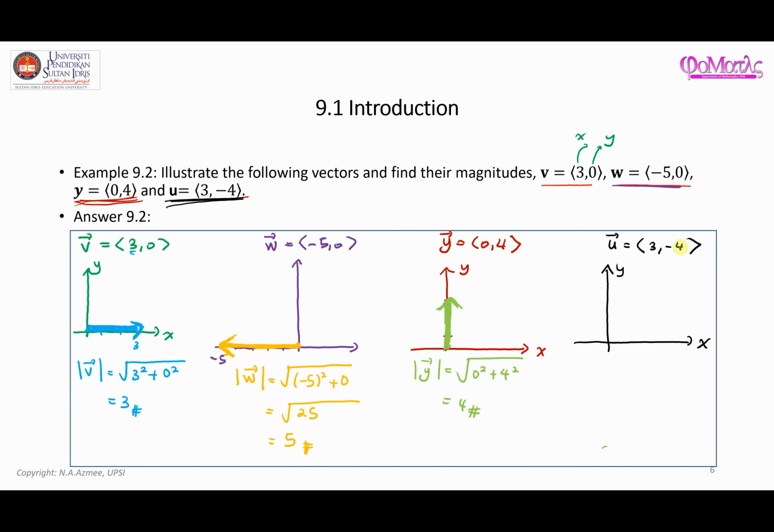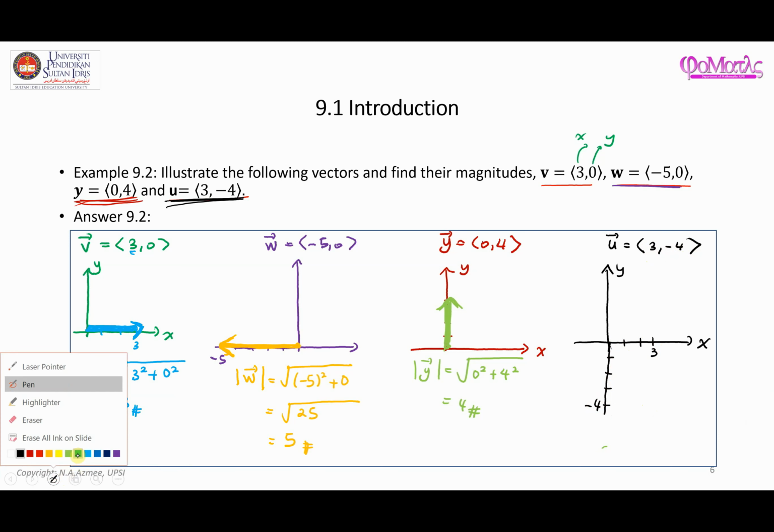And the component y is -4, so we've got to extend this. So 1, 2, 3, 4, so this is -4. Next 1, 2, 3, so the component x is positive. So the vector will be at this point, so from 0 to this point.